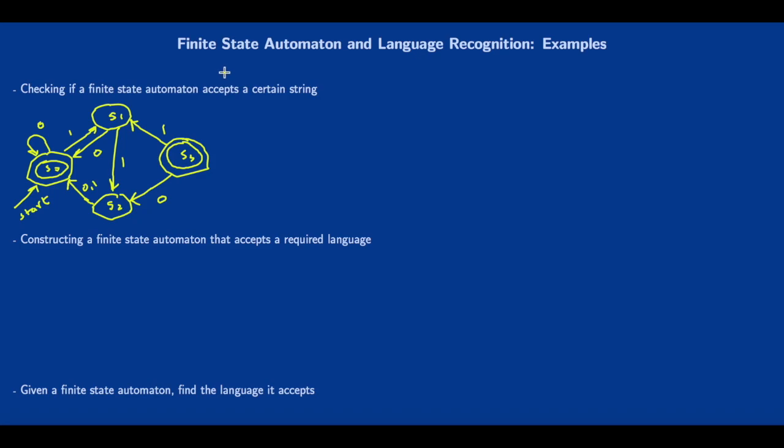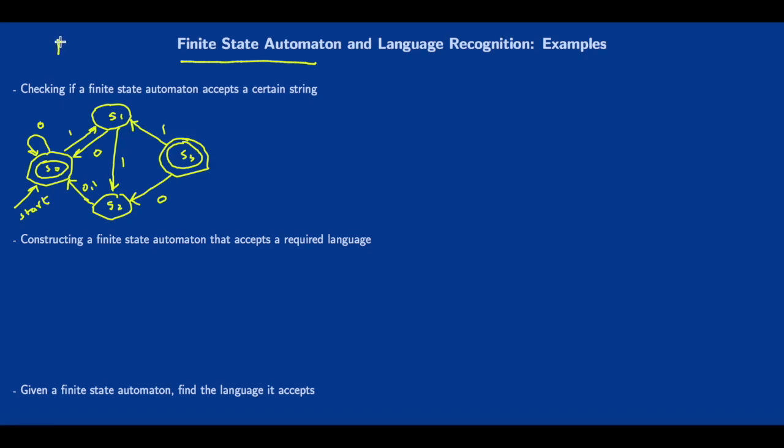Hello, so in this video we will talk about finite state automaton and language recognition. Specifically, we will do some more examples and see what kind of problems are encountered in this topic. First of all, what is a finite state automaton? It does not have an output and it has some ending states.